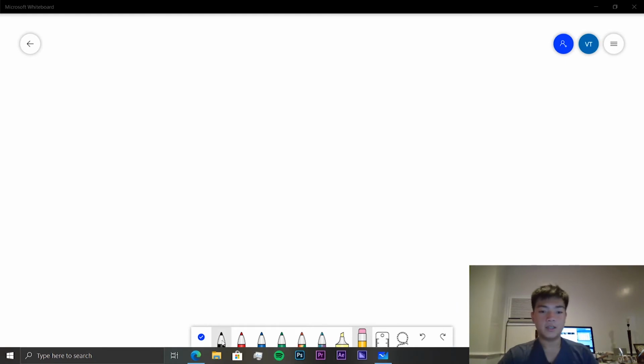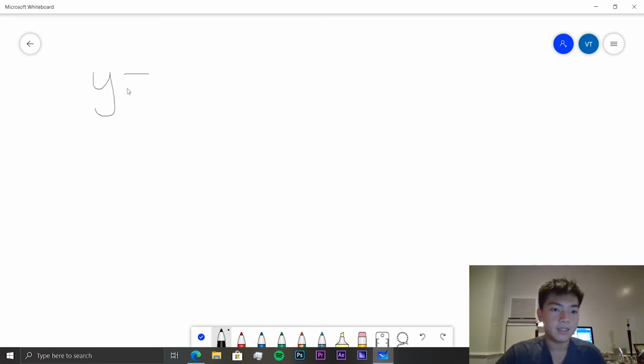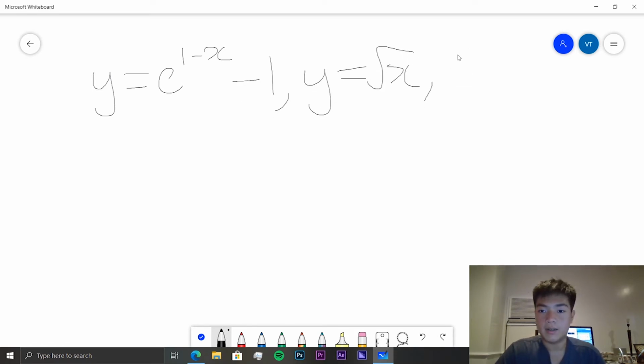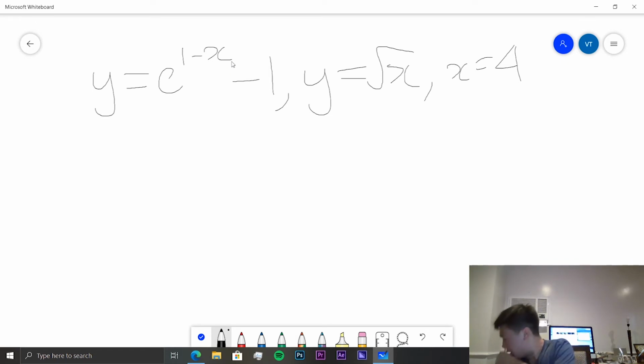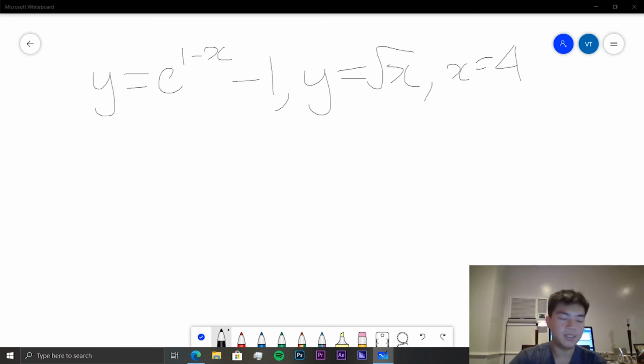Sorry, I'm back. And so we were on the problem of y is equal to e to the 1 minus 2x minus 1, y is equal to square root x, and x equals 4. So we need to find the area bounded by these curves. When I was trying to solve this problem, the only method I could think of was recursion, which we haven't covered. But anyways, the best way to solve this would really just be looking at a graph.